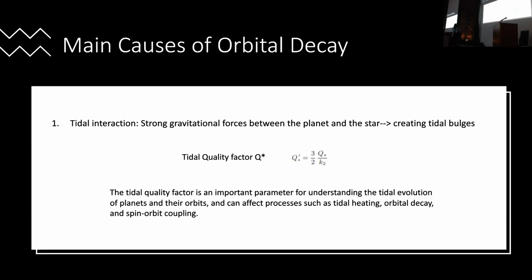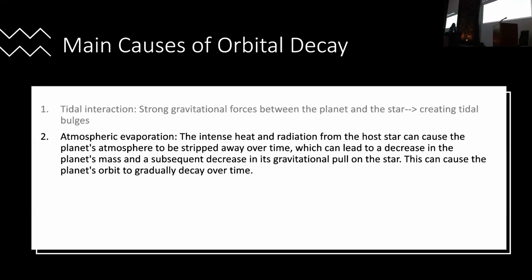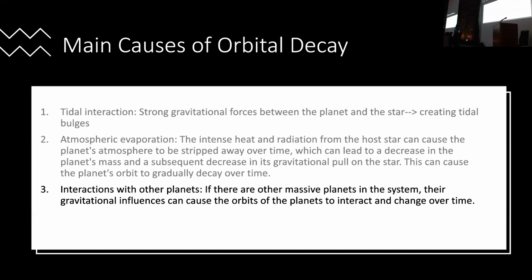The tidal quality factor measures the efficiency at which the planet experiences tidal dissipation. It is also an important parameter for understanding the tidal evolution of the planet and its orbit, so it is very important to calculate when it comes to orbital ephemeris studies. The second reason could be the planet's atmosphere being stripped away by the close proximity to its star, like I mentioned earlier, or the interaction with other planets, which creates gravitational influences in the system.